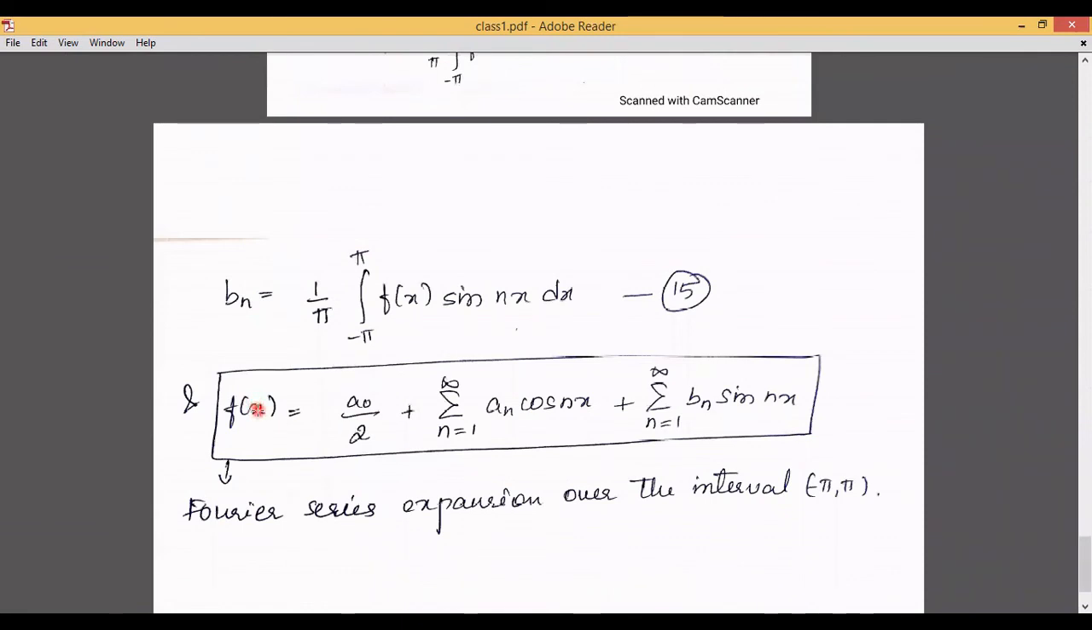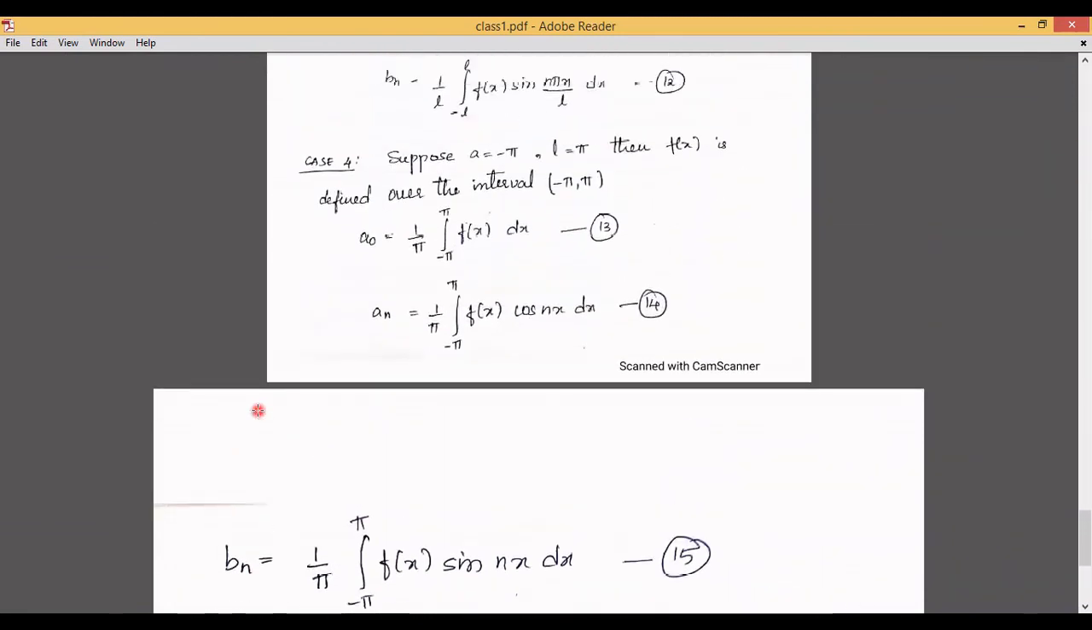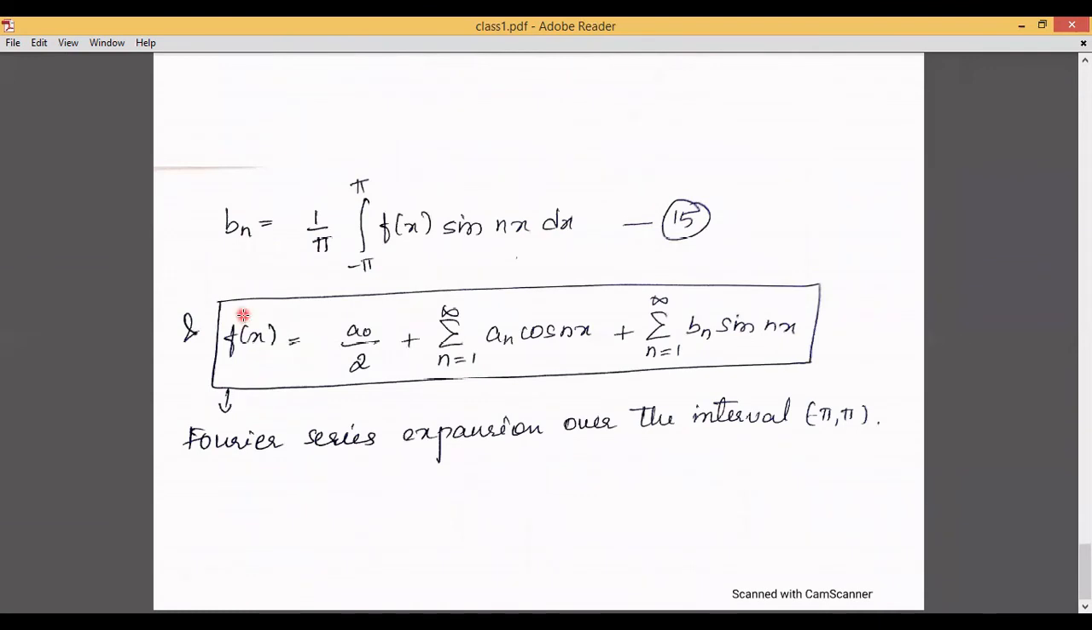And again, since there is a change in both a and l, there is a Fourier series expansion over the interval minus pi to pi. That is, f of x is equal to a naught by 2 plus summation n equal to 1 to infinity an cos nx plus summation n equal to 1 to infinity bn sin nx. So this is all about the introduction to Fourier series, the derivation of Euler's formulas and the four separate cases.